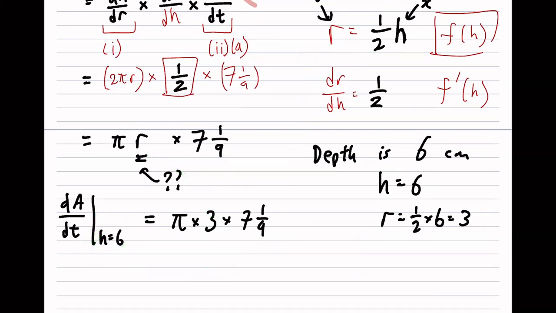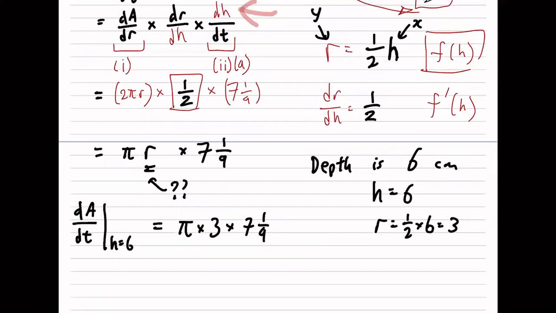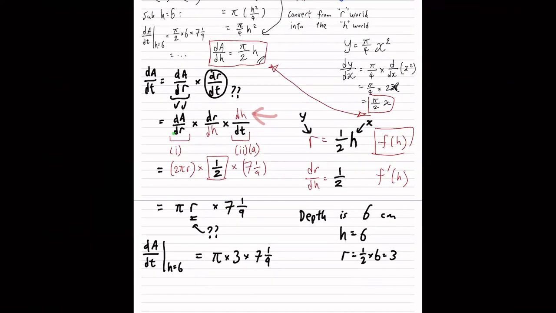Is it clear? Second method a bit more complicated. Right, you use chain rule 2 times. Right, the r cancel away, h cancel away. You're just left with dA by dt. Can you see that? Yeah. So you can actually imagine, you can just introduce as many letters as you like.